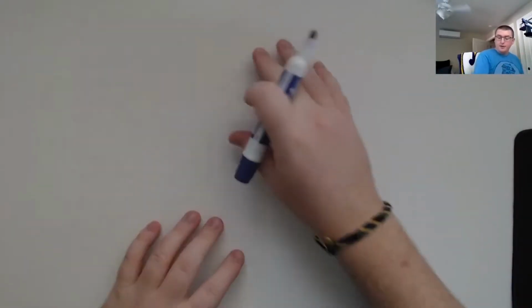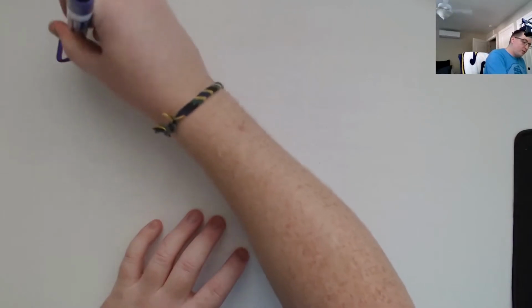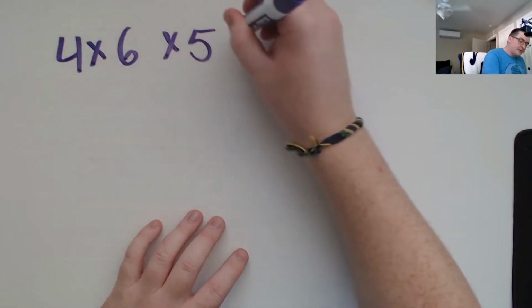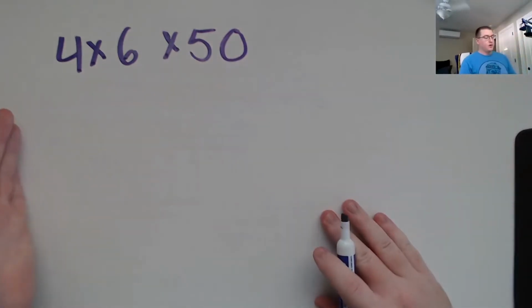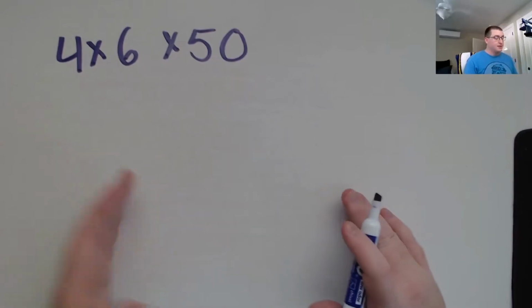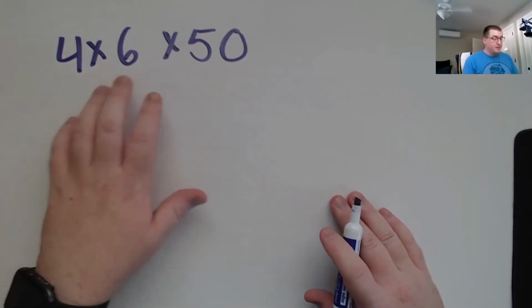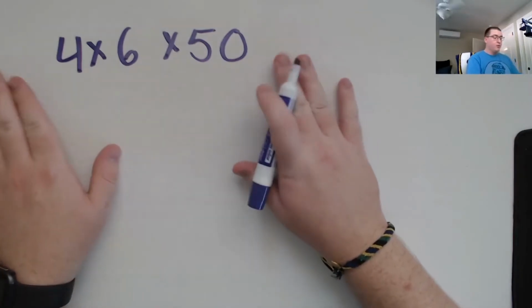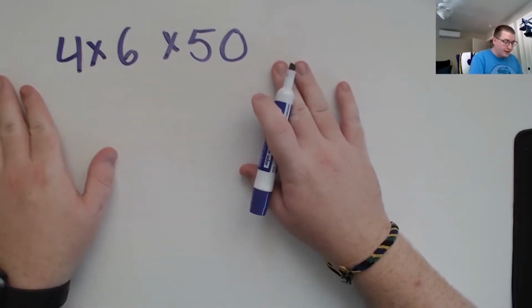Okay, so I'm going to give you 3 different examples here that we can use for multiplying with mental math. So we're going to start with a problem. It's going to be 4 times 6 times 50. Now, a lot of us want to work from left to right because that's how we read, that's how we do a lot of things, and that's how we read this problem, 4 times 6 times 50. However, because everything is multiplication, we can multiply these in whatever order we like.